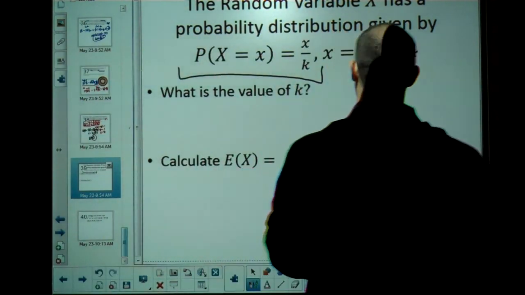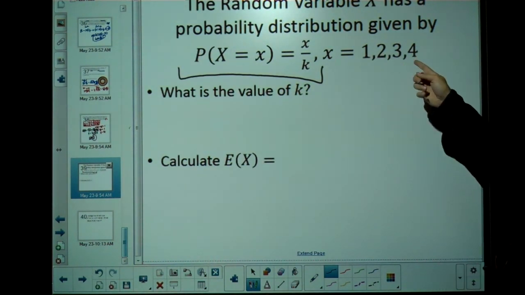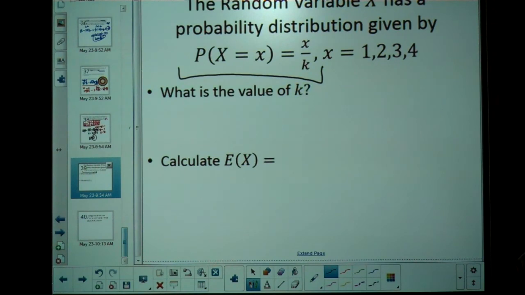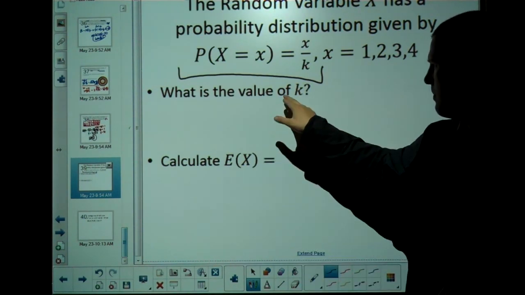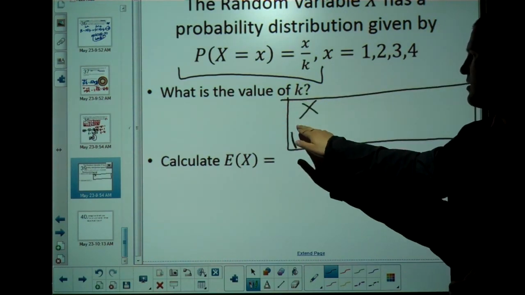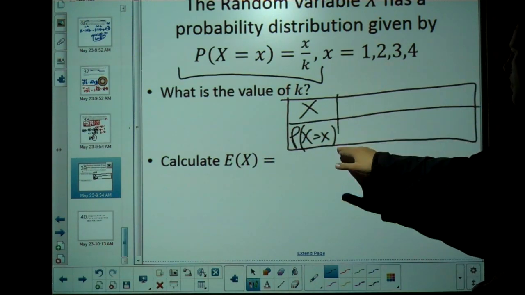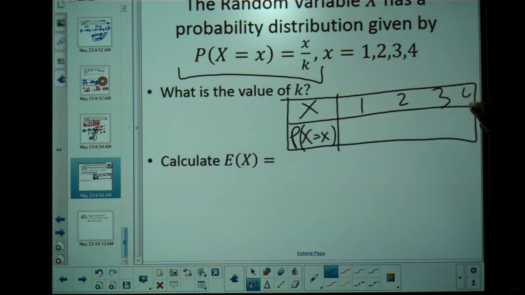Over here, they're telling us x, all the possible outcomes, here they are. 1, 2, 3, and 4. Those are the only things that can happen. So, guess what we have to do? We're going to make a table. So, here we go. I'm going to make my table. There's x. Probability that x equals whatever, and I'll put in my outcomes, 1, 2, 3, and 4.